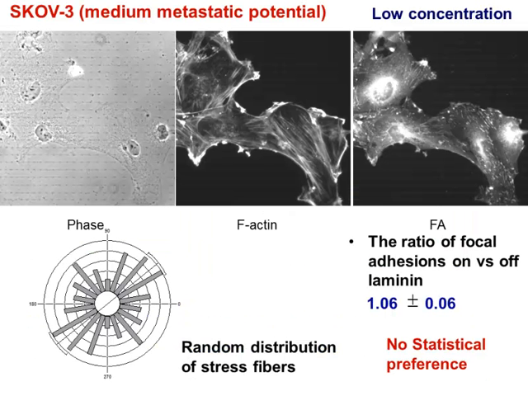And so we can also look at the cytoskeleton dynamics. If you look at the cytoskeleton distribution of these gradients for the SKOV cells, we've done it for all the lines. At low concentration, we get a random distribution of stress fibers. This is a polar plot of the stress fiber distribution relative to the gradient axis. And then we can also count the number of focal adhesions that are on the laminin versus off. And we don't get a statistical preference here at low concentration.